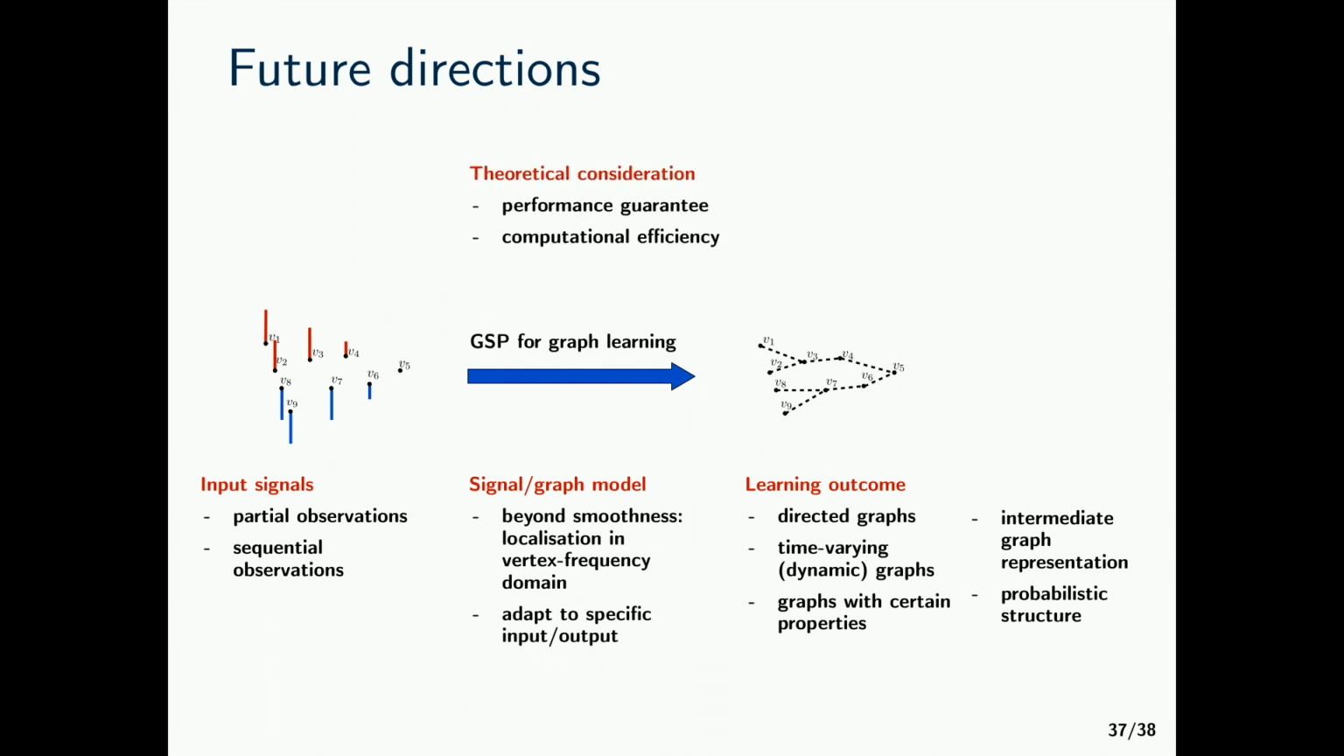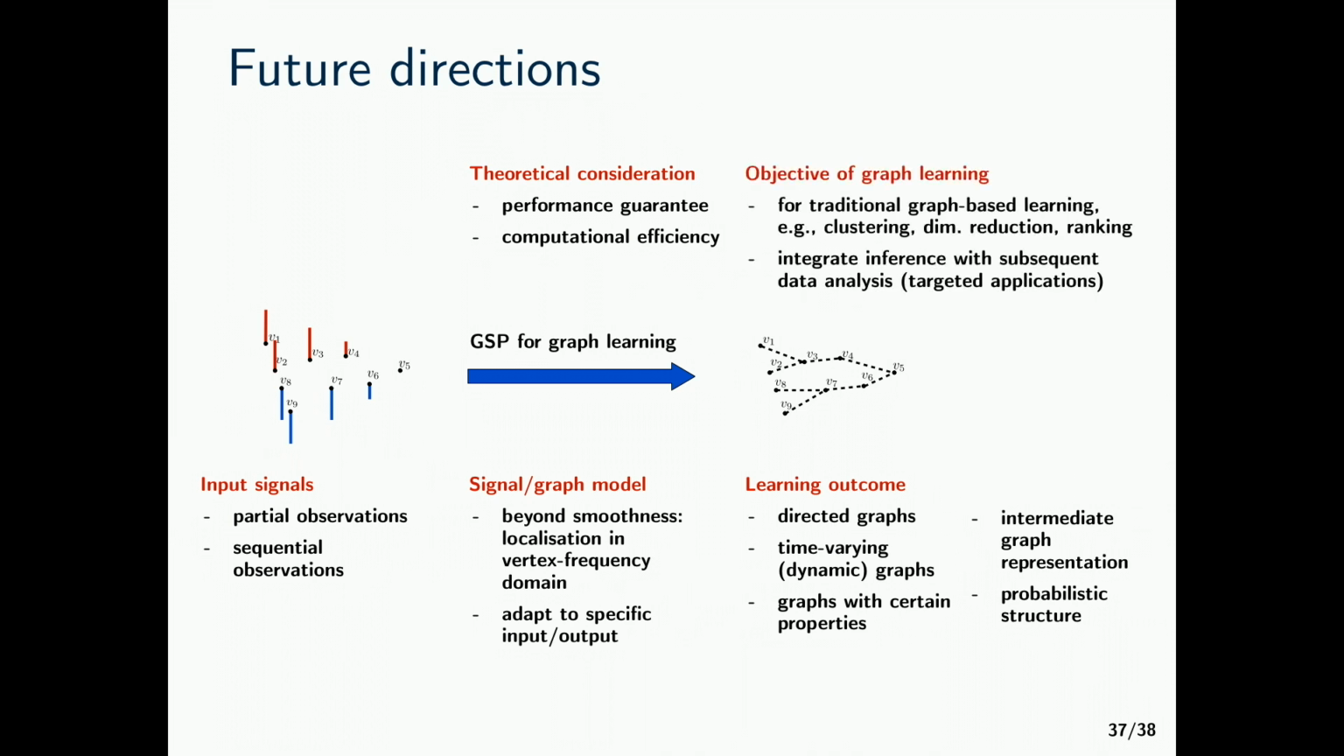And obviously, we care about theoretical guarantees and also what is basically the objective of the whole process. Do we just want to learn a graph so that we can apply traditional machine learning techniques, such as community detection, or do we want to integrate the inference framework with the subsequent data analysis, for example, this image coding example that I mentioned.